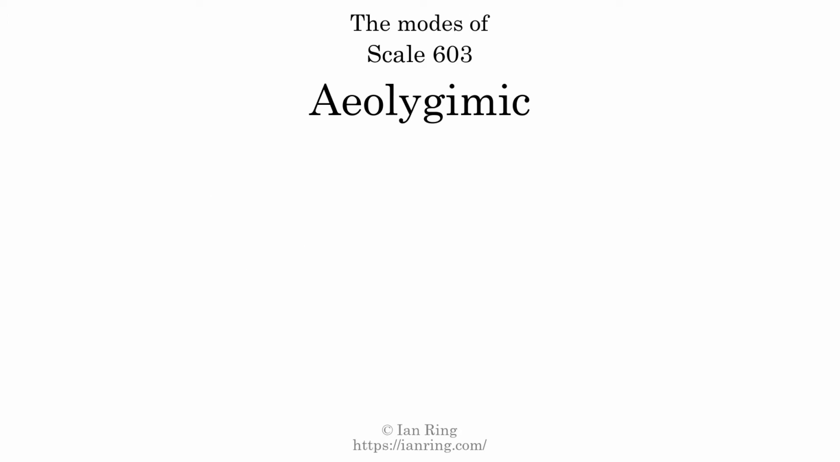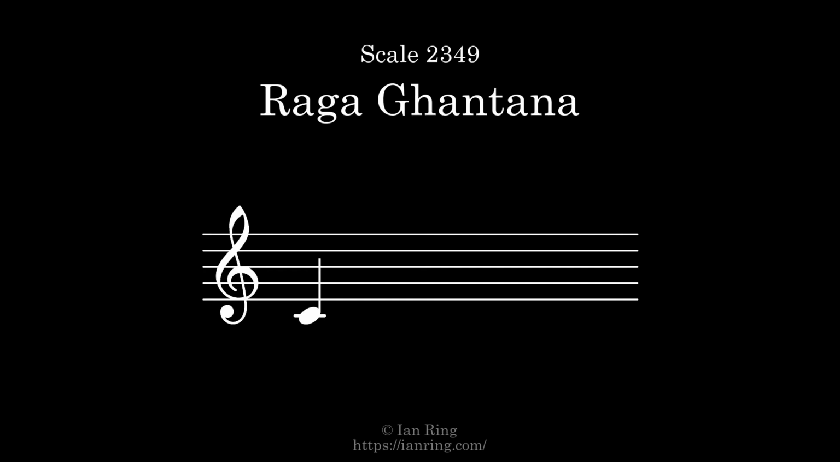This scale has 6 modes. The first mode is itself. The second mode is scale 2349, also known as Ra Gigantana. It sounds like this.